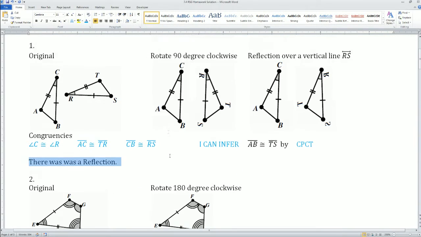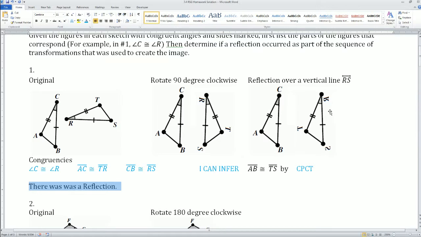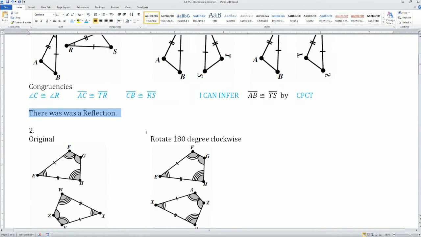Yes, there was a reflection. The reflection occurred here, a reflection over the vertical line of line RS.